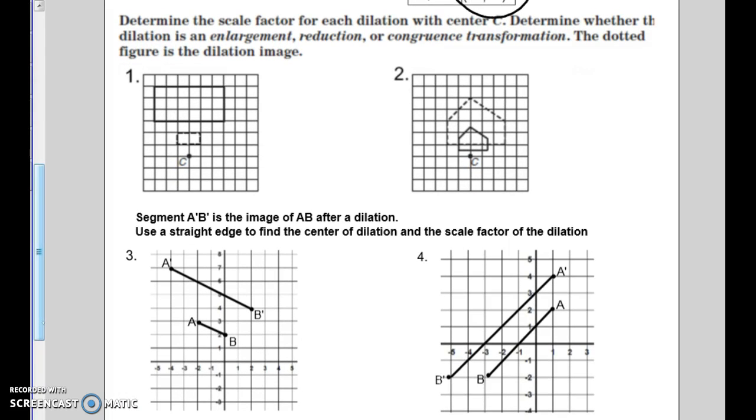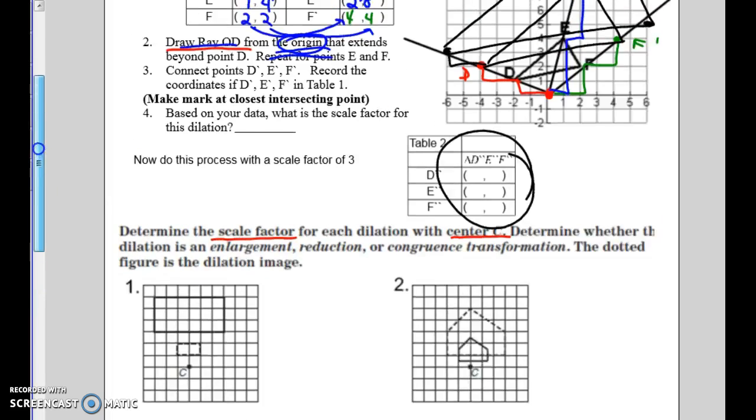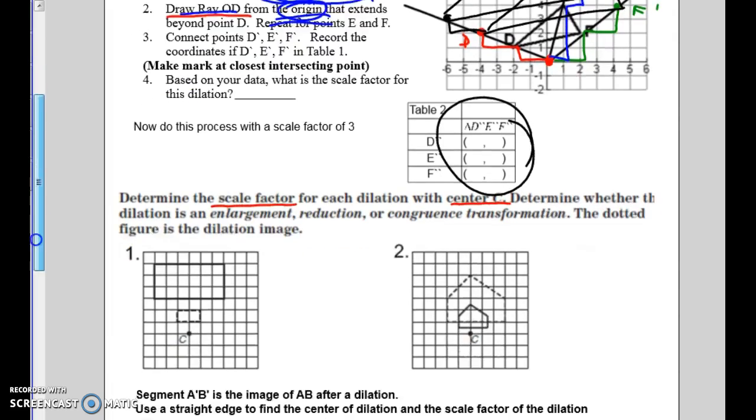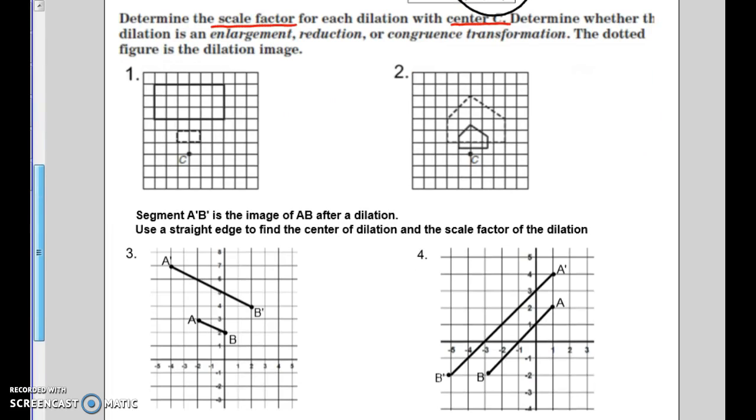So right here, they want us to determine the scale factor with a center at C. Again, just like you saw how I drew those rays coming out through each one through that origin, for this one, I know on your worksheet it's hard to see, but you have a shape right here, and then you have a dashed shape right here, correct? I can draw that ray from C through each of those points. Everybody see those rays coming through? And they're going through each of the corners, right?